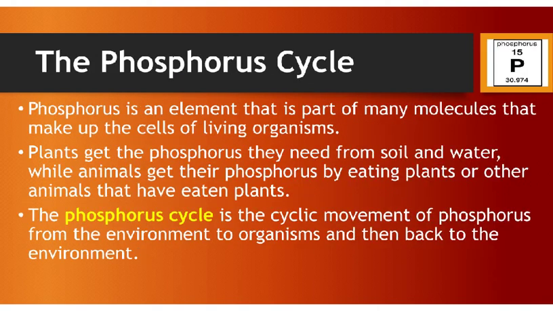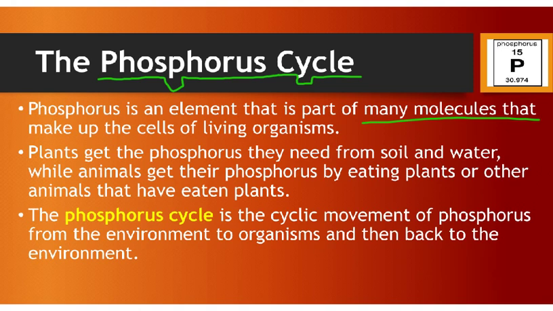The final element cycle we'll talk about is phosphorus, which happens to live right below nitrogen on the periodic table. And it is also a part of many molecules that make up the cells of living organisms. It's not a part of all organic molecules like carbon, or all proteins like nitrogen is, but phosphorus is still important.